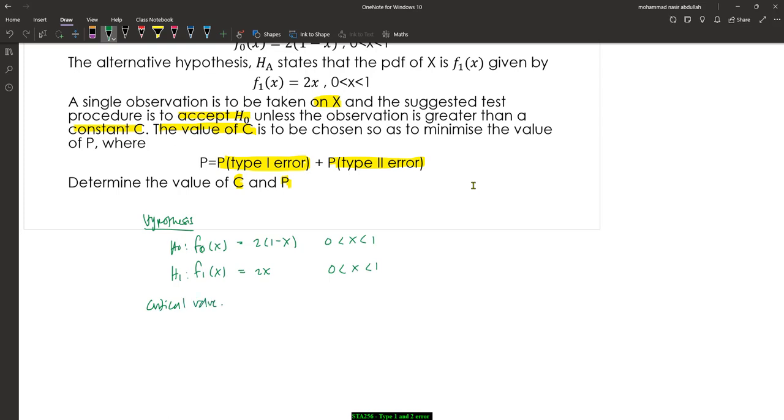value that we have in here is that we will accept the null hypothesis, right, when xi is less than c, right? When xi is less than c. x1 lah, it's a single value only, right? Single value is less than c. If it is more than c, then we reject the null hypothesis, right?